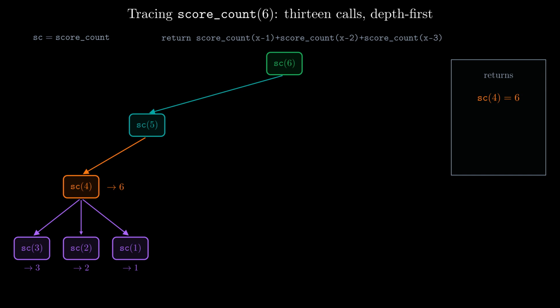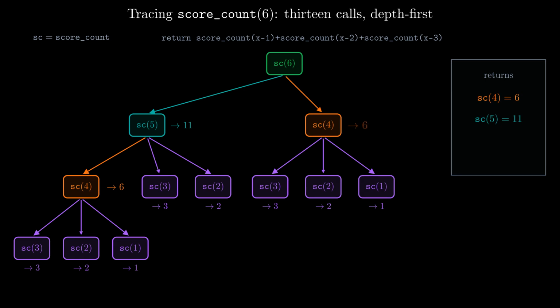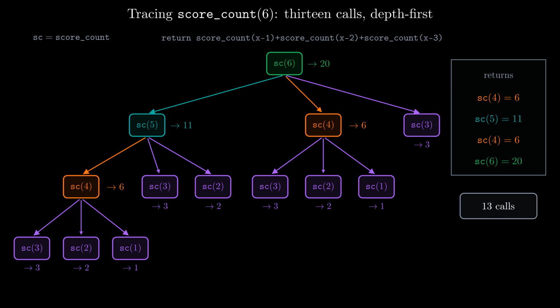Back in the 5 call, 3 and 2 are base cases too, so 5 returns 6 plus 3 plus 2, 11. Back at the top, the second branch works through a score of 4 all over again, another count of 6, and the third branch, a score of 3, returns 3. 11 plus 6 plus 3 is 20, after 13 function calls.